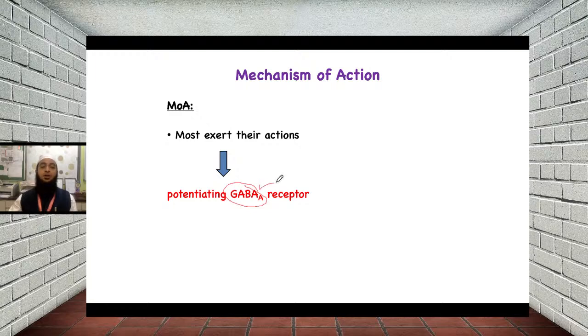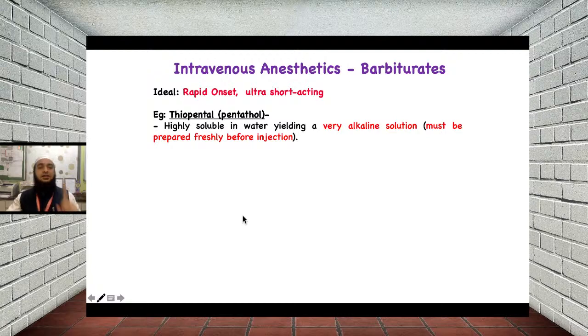So potentiation of the GABA A receptor will potentiate the inhibitory action of GABA, because GABA is inhibitory in nature. Since it is inhibitory in nature, the potentiation of its inhibitory action will lead to more inhibition of the CNS. And that is what you expect, because a higher grade of CNS inhibition produces loss of consciousness in the patient. So the action is very simple: it potentiates the GABA A receptor. We'll see just one drug in today's session, and then we'll stop.